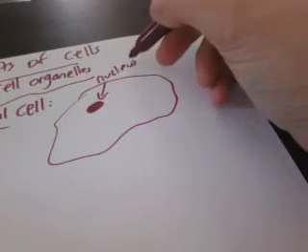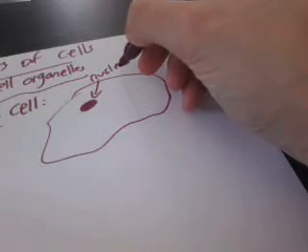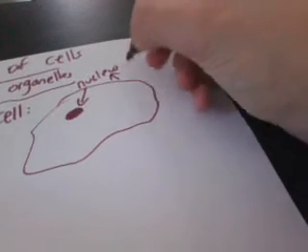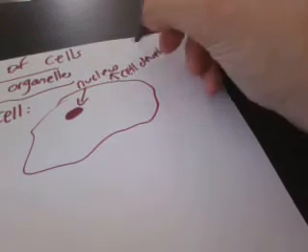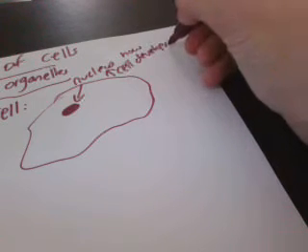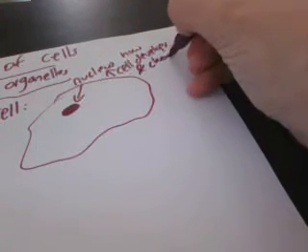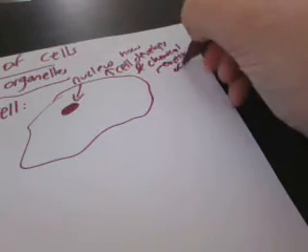This is the center of a cell, and it contains information on how the cell develops, and chemical reactions happen here too. Chemical reactions occur in the nucleus.